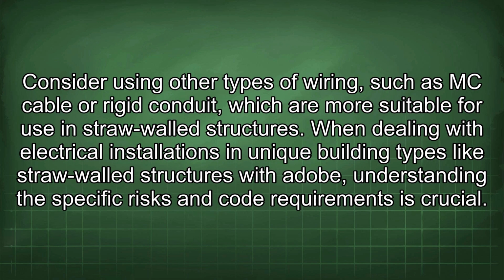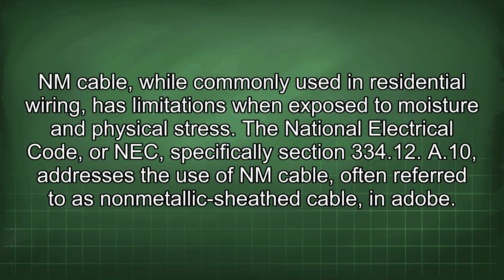When dealing with electrical installations in unique building types like straw-walled structures with adobe, understanding the specific risks and code requirements is crucial. An NM cable, while commonly used in residential wiring, has limitations when exposed to moisture and physical stress. The National Electrical Code, or NEC, specifically Section 334.12(A)(10), addresses the use of NM cable, often referred to as non-metallic sheath cable, in adobe.